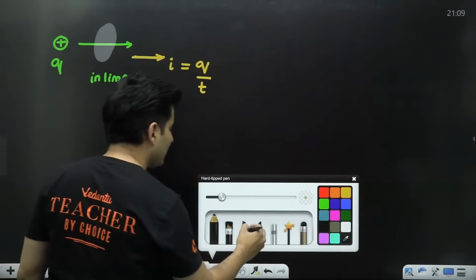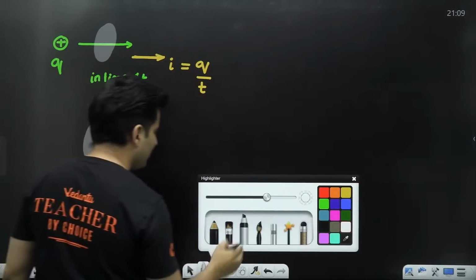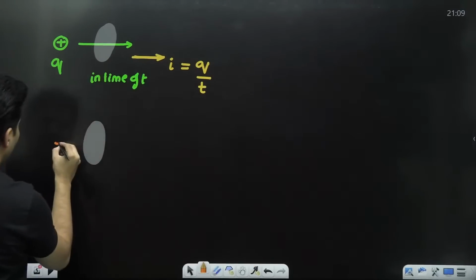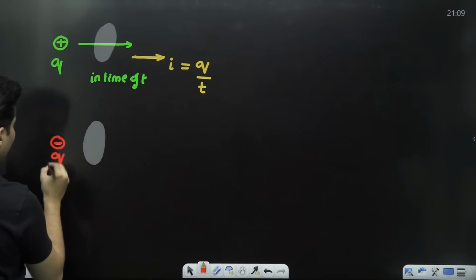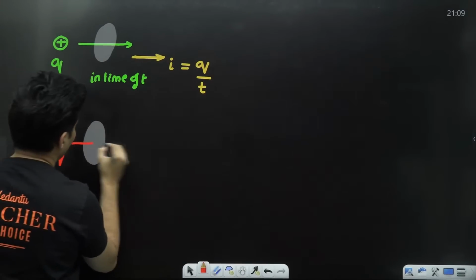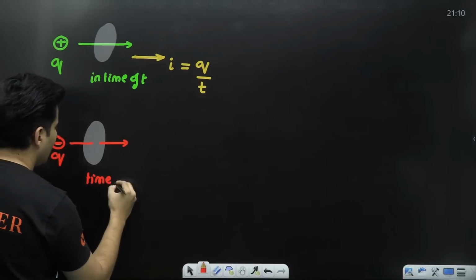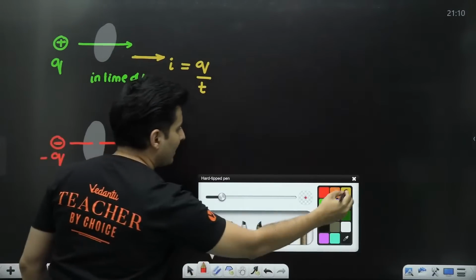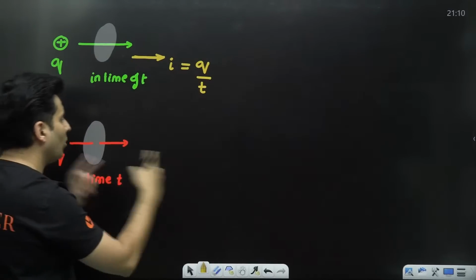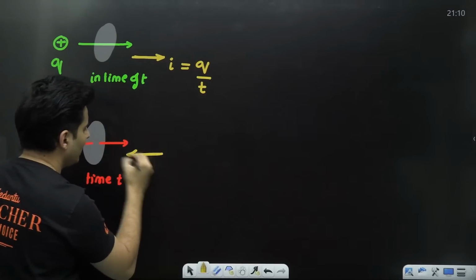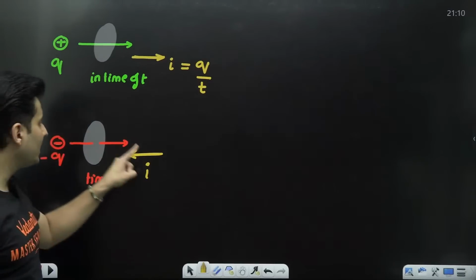Now just imagine the same cross section, but this time you have instead a negative charge, negative Q, which goes through that particular cross section in a time of t. Now if you ask me what the current is, it will still be Q by t, but it won't be in that direction. Current is always assumed in the direction of the positive charges. Here the negative charge goes this way.